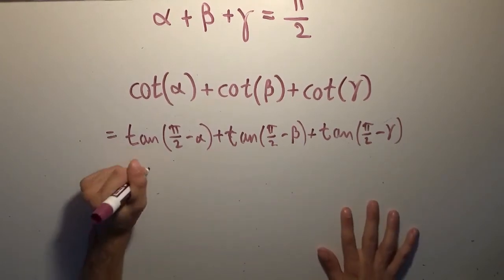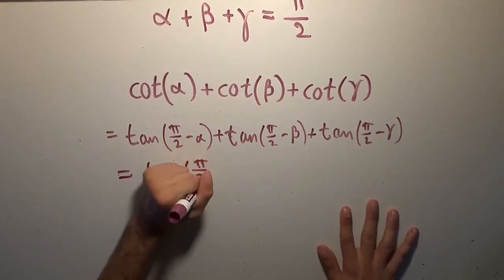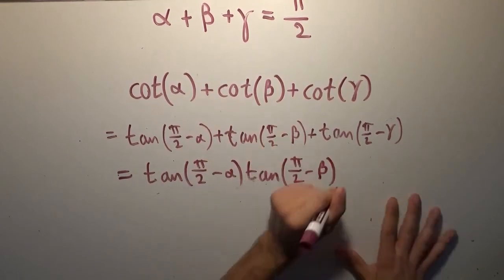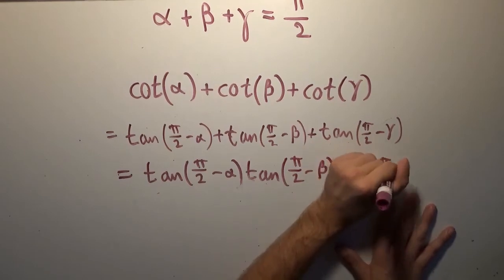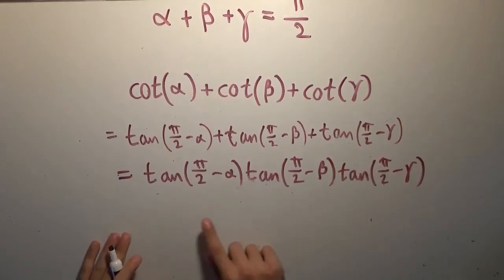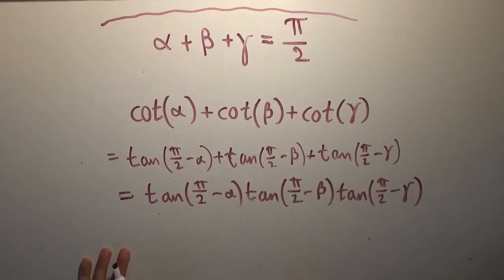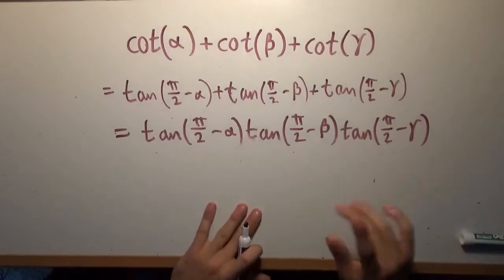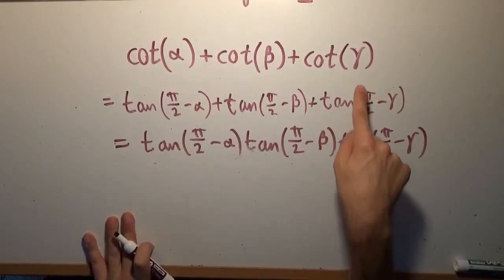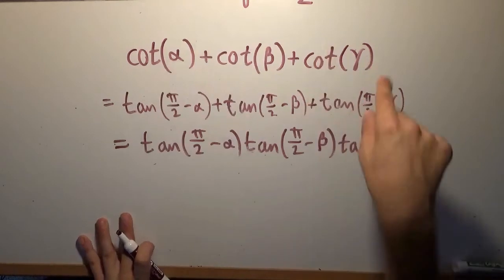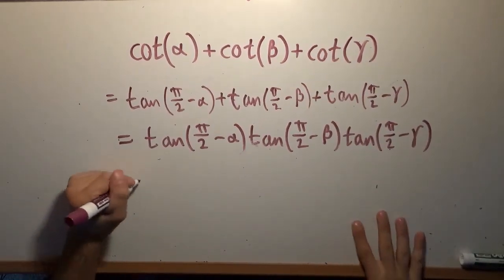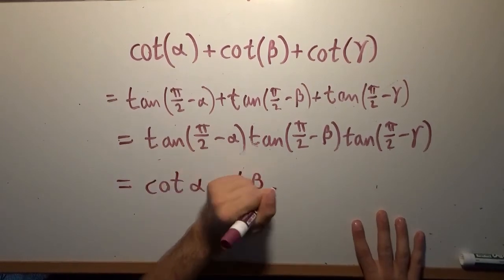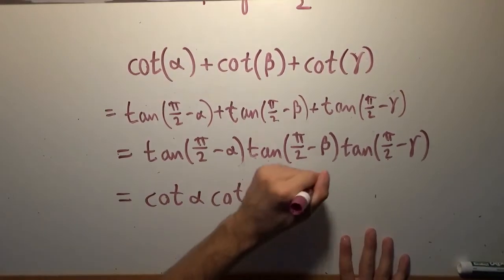So this is equal to the tangent of pi over 2 minus alpha times the tangent of pi over 2 minus beta times the tangent of pi over 2 minus gamma. And that's just from the last video using the tangent relationship I showed, because these 3 angles add up to pi, which means the tangent rule applies. But because each of these was equal to the cotangents from before, I can rewrite all 3 of these as these 3 cotangents. So we have that this is equal to the cotangent of alpha times the cotangent of beta times the cotangent of gamma. This is the statement I wanted to prove.